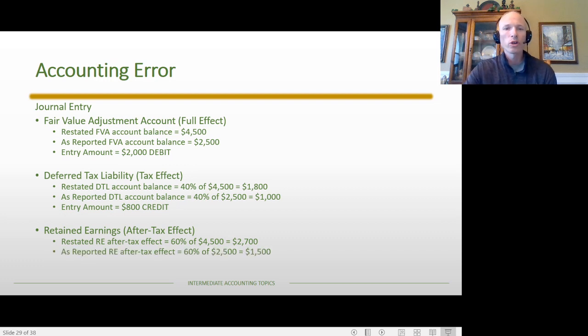Similarly, the as-reported amount is $1,500, which is 60% of the $2,500 fair value adjustment account balance, which again was the $2,500 unrealized holding gain. And again, the $2,500 minus the $1,000 in the deferred tax liability gives us the after-tax effect in retained earnings. And if you think about it, what we have here is a debit of $2,000 to our fair value adjustment account, a credit of $800 to our deferred tax liability.